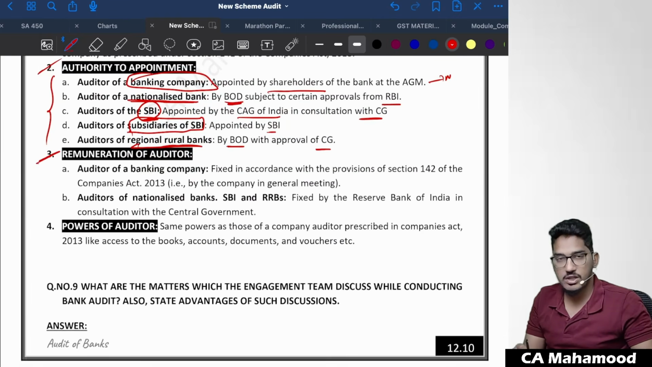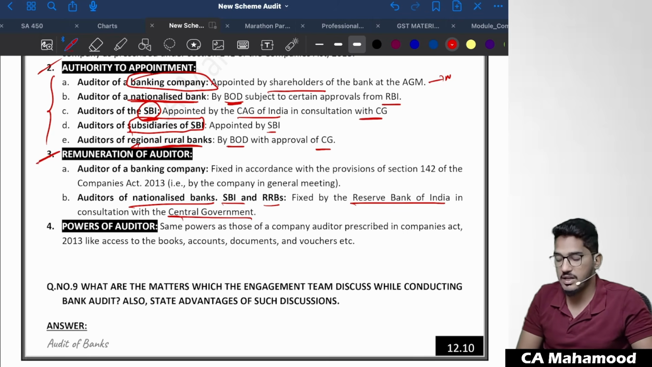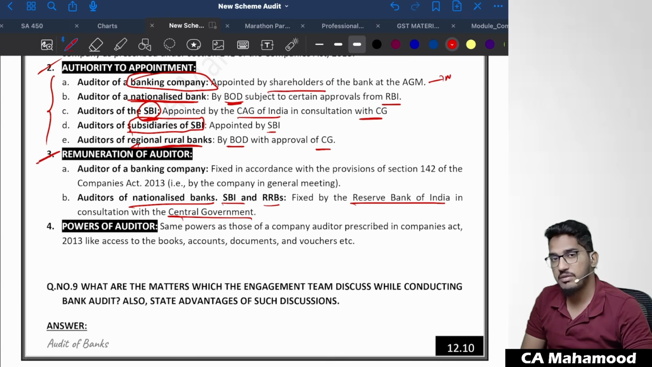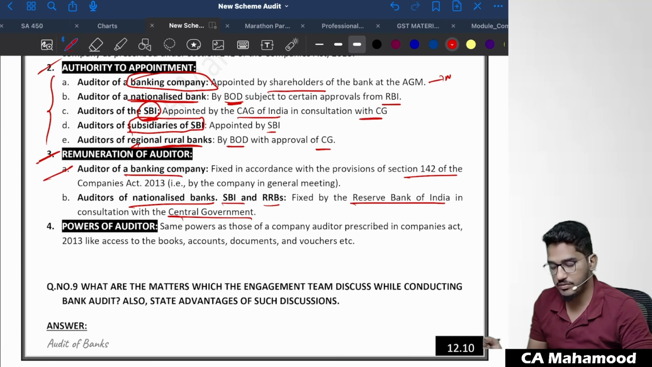Now, who will decide remuneration? In case of nationalized banks, SBI and RRBs, the remuneration of the auditors will be decided by the Reserve Bank of India after consultation with the central government. So in all these nationalized banks, SBI and RRBs, who will decide the remuneration? RBI is only going to decide. That decision will be final, but RBI will decide the remuneration after discussing with the central government. Whereas in case of all other banking companies, the remuneration will be decided by the shareholders as per section 142 of the Companies Act, which means shareholders will decide the remuneration of the auditors.